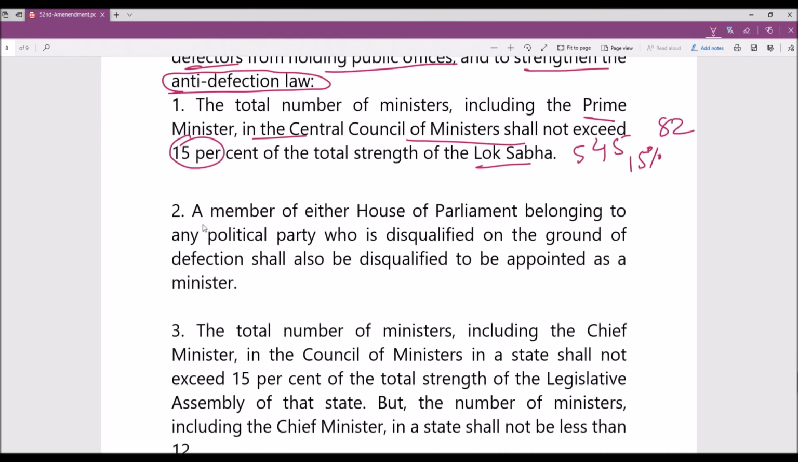A member of either house of the parliament, Rajya Sabha or Lok Sabha, belonging to any political party who is disqualified on the grounds of defection shall be disqualified to be appointed as a minister. And the total number of ministers, including the chief minister, in the state council of ministers shall not exceed 15% of the total strength. So 15% in the central government and 15% in the state government. Only 15% of members can become ministers.